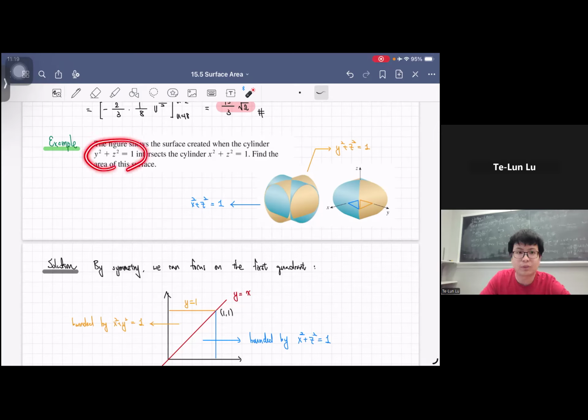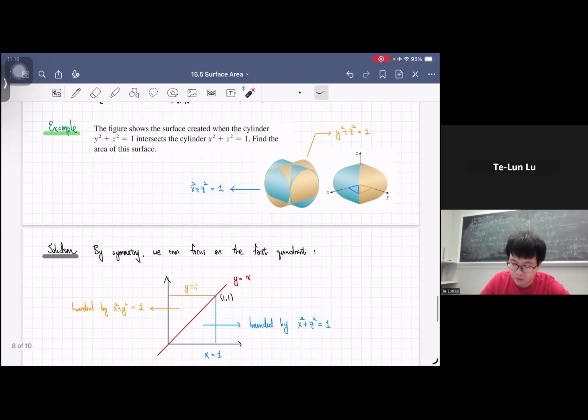One is y squared plus z squared equals 1, which is this yellow thing in the x direction. And one is the cylinder x squared plus z squared equals 1 in the y direction. So it is the blue thing here. After the intersection, you get this strange solid, and we want to evaluate the surface area of the solid.